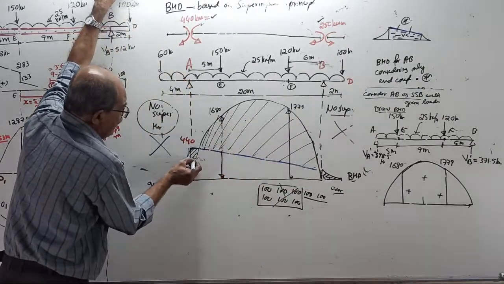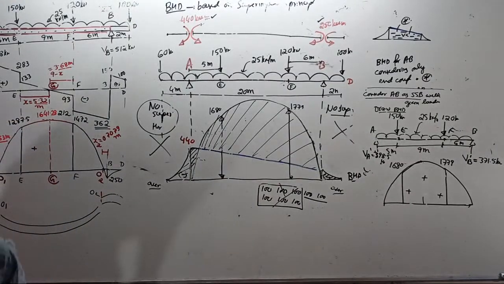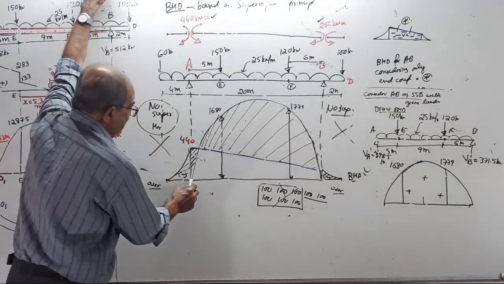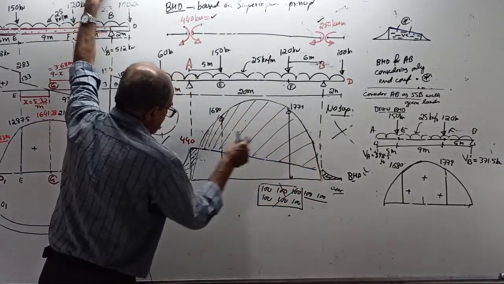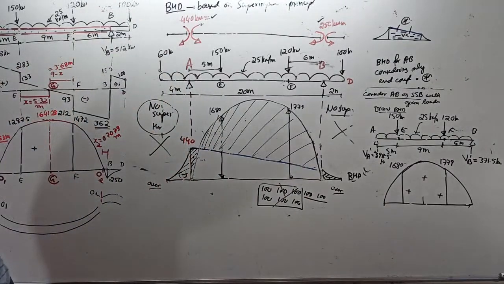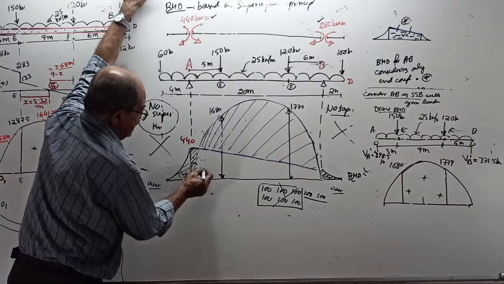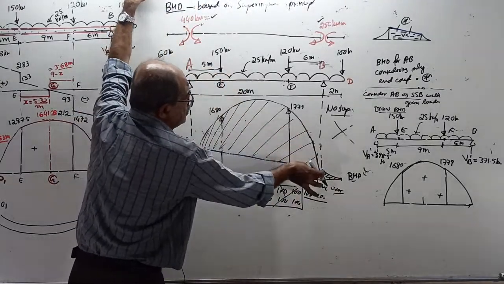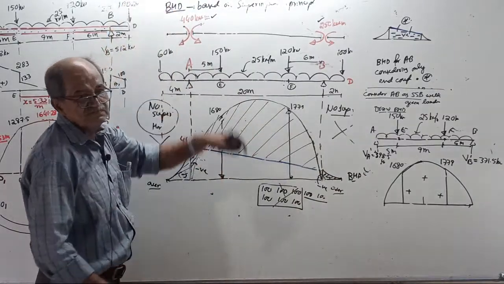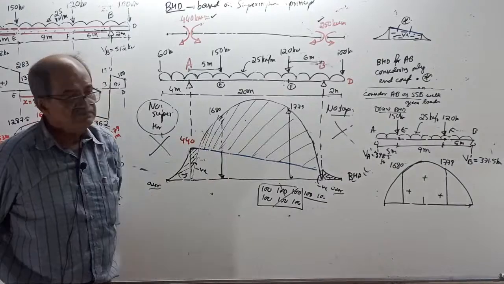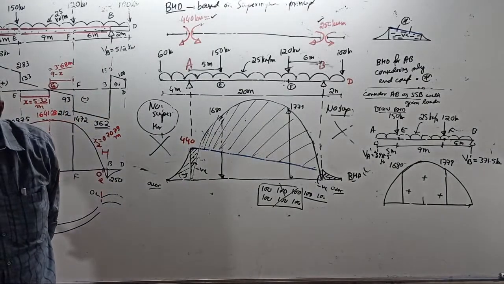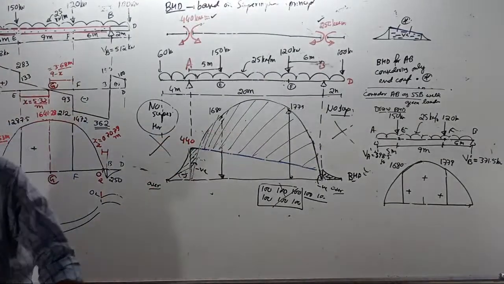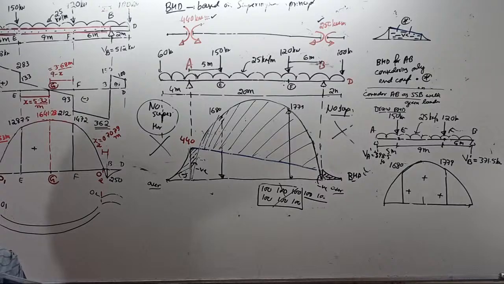Okay. Here the answer. Sign for this one. A small portion here. This is negative. This is positive. Sign for this one. Sign negative. See, this is negative. A small portion also is negative. Correct? Tell me. Sign for this one. Sign for that one.